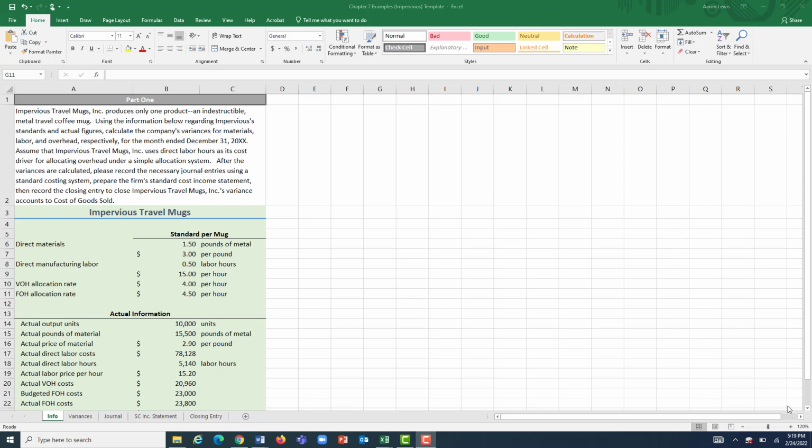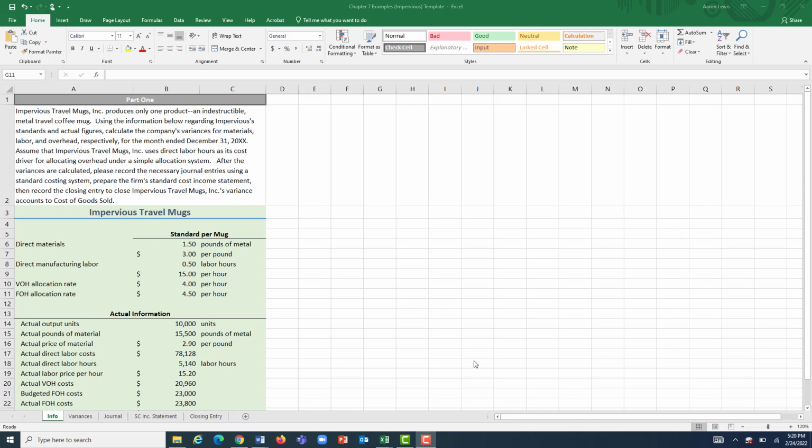We're going to assume they use direct labor hours as their cost driver for allocating overhead, and they use a simple costing system. After all of this has been calculated, after we determine all our variances, we're going to record the necessary entries, make our income statement, and ultimately close our variance accounts to the company's cost of goods sold account for the period. So what information do we have to work with?